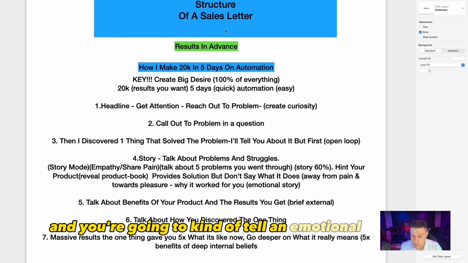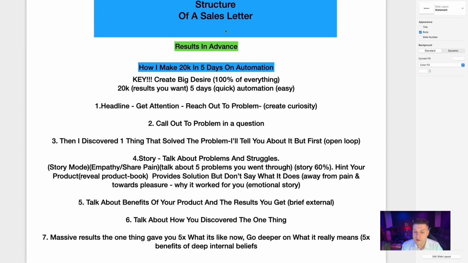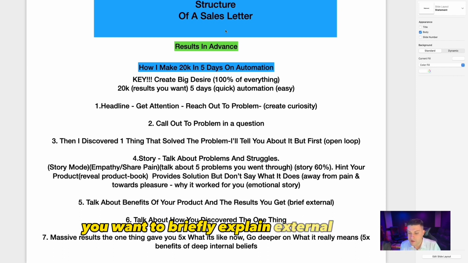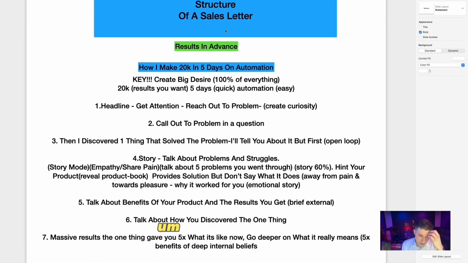And you're going to tell an emotional story of how it changed you. You want to tell them what it did for you. So you're going to talk about the benefits of your product and the result you get. You want to briefly explain external desires. You talk about how you discovered it, and then number 7 here, massive results.